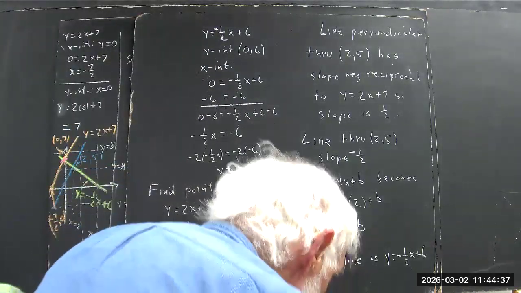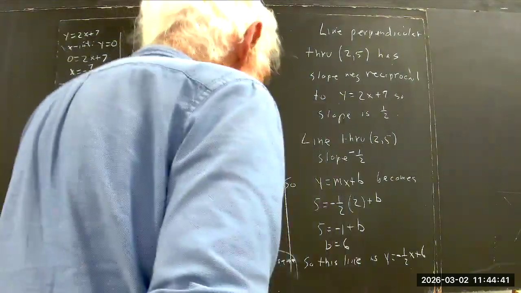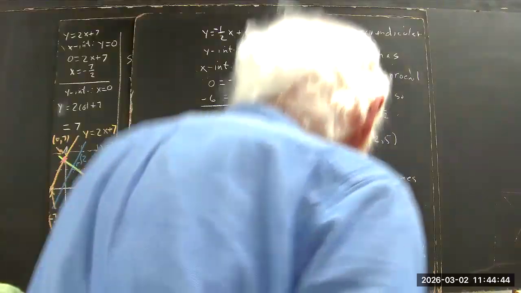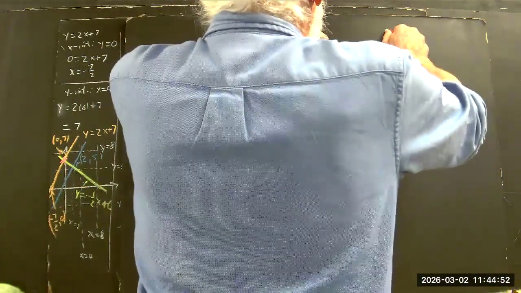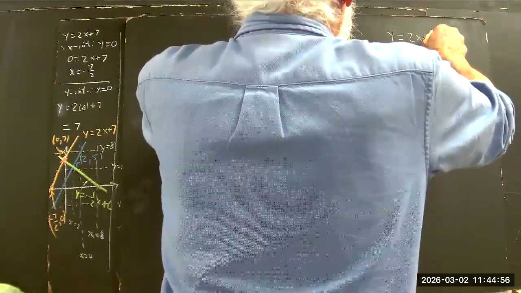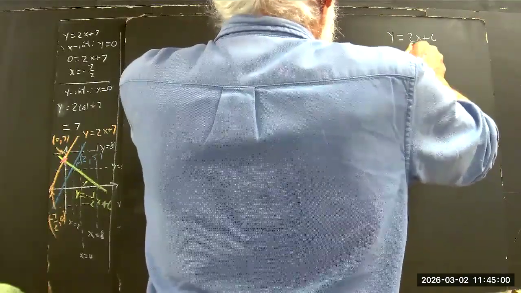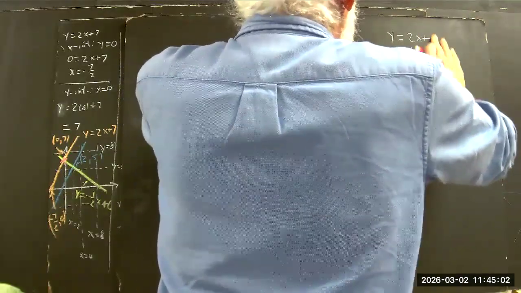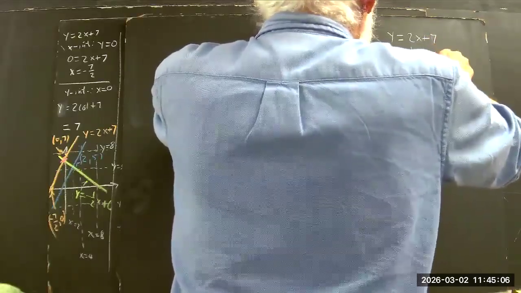And we'll start at the top of a fresh board here. Okay, so we've got y equals 2x plus 7, y equals negative 1/2 x plus 6.